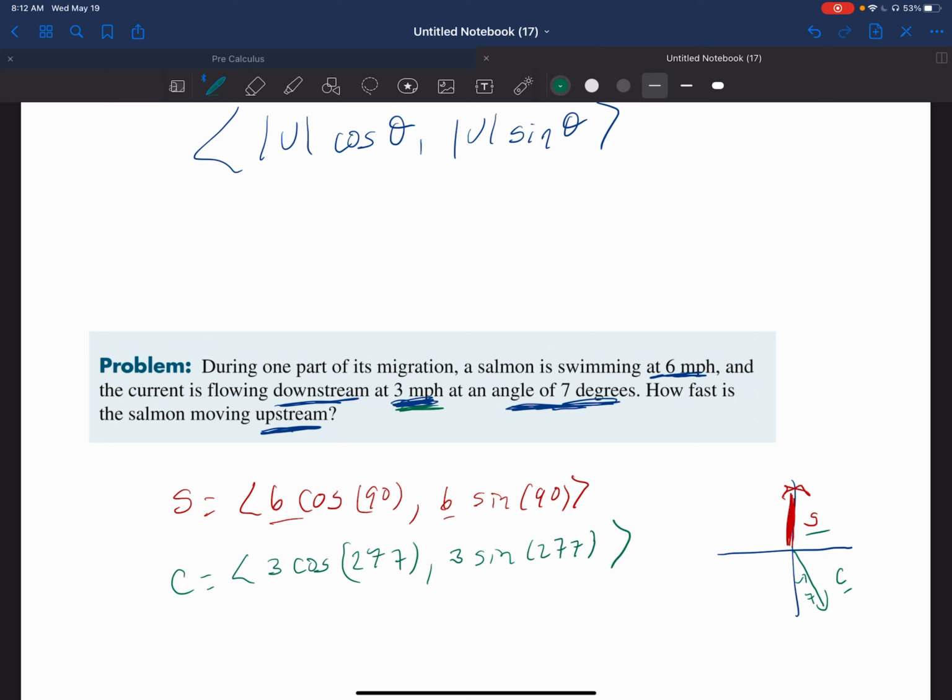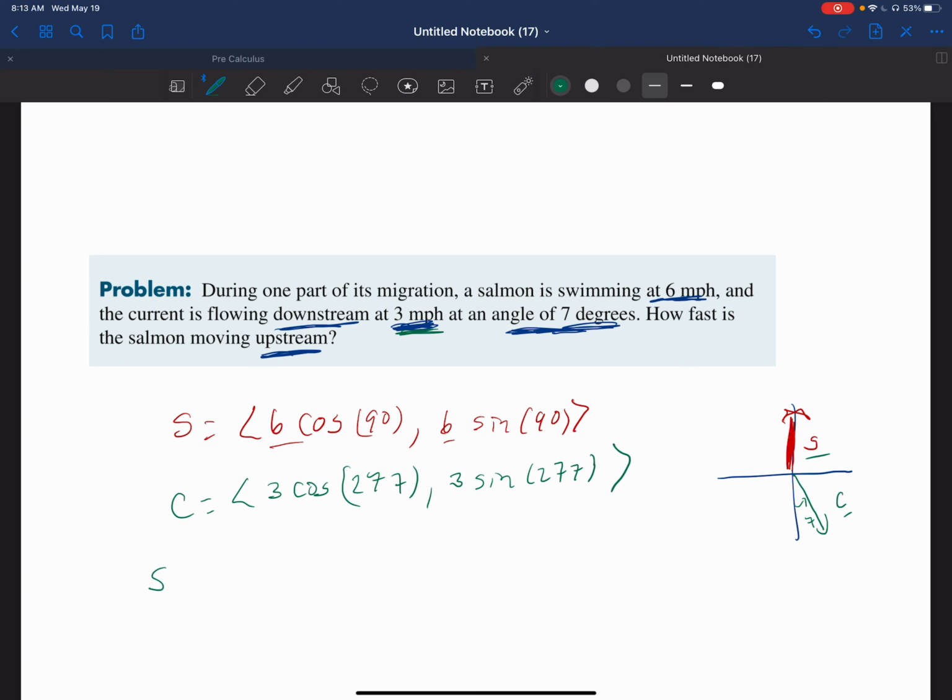Since we are trying to figure out how fast the salmon is actually moving, I have to add up the two vectors together to figure that part out. So I'm going to do S plus C and get a new vector. What I'm going to do is add the A component plus the other A component to get my new one, and then the B plus B to get my new one. When we're talking about forces or velocities, we're actually able to add them together.